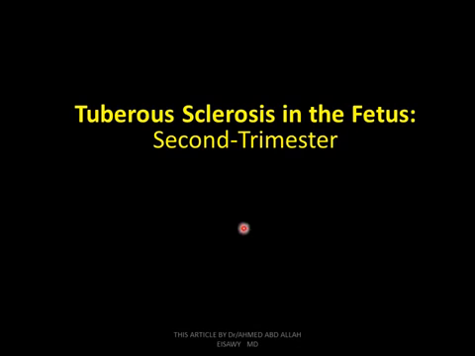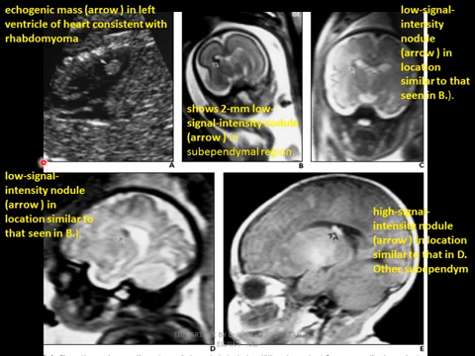This is the diagnosis: tuberous sclerosis in the fetus, second trimester. Firstly, an echogenic mass in the left ventricle of the heart, consistent with rhabdomyoma. Another 2 mm low signal intensity nodule, as you see, in the subependymal region: subependymal nodules in tuberous sclerosis. Low signal intensity nodule, as we see, similar to that periventricular. Low signal nodules in location similar to those seen. High signal intensity nodules in location similar to those seen in others. These are subependymal nodules seen in tuberous sclerosis, differentiated from heterotopia and other subependymal nodules.